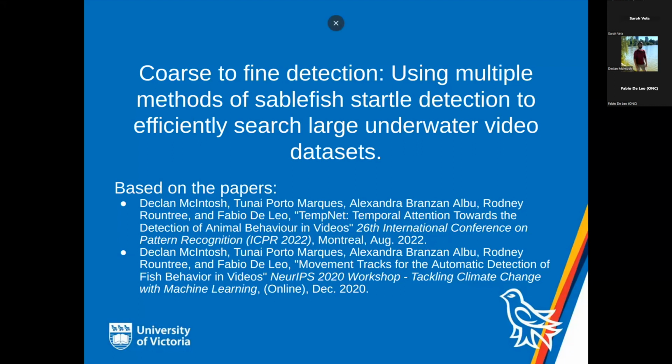All right. So as Fabio was saying, we are working on some Sablefish behavior detection. Specifically, my work was focused on startle detection.